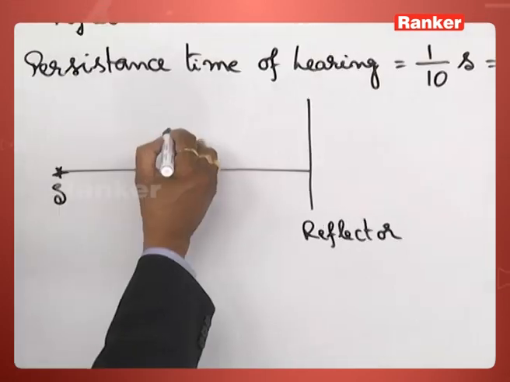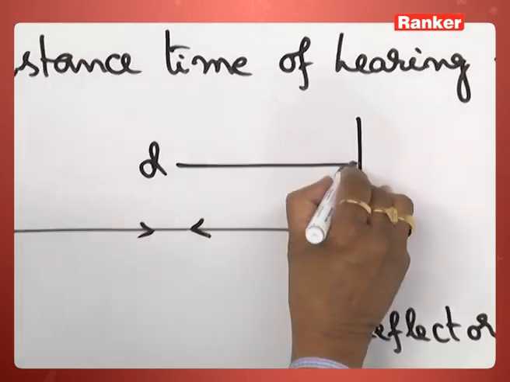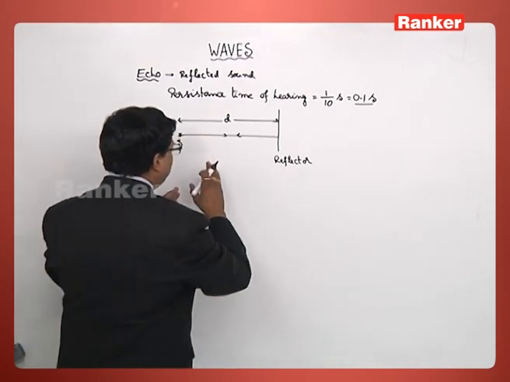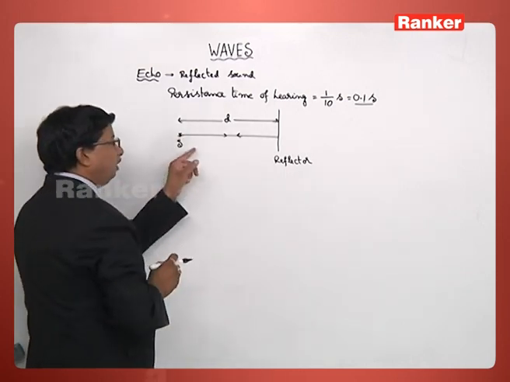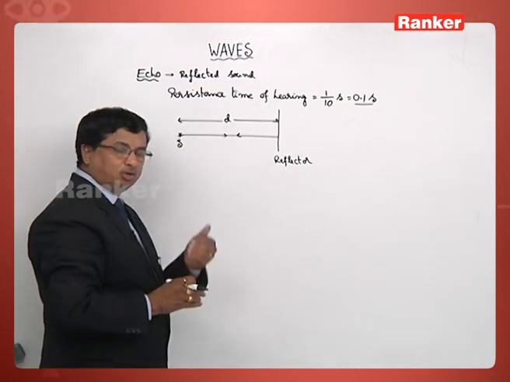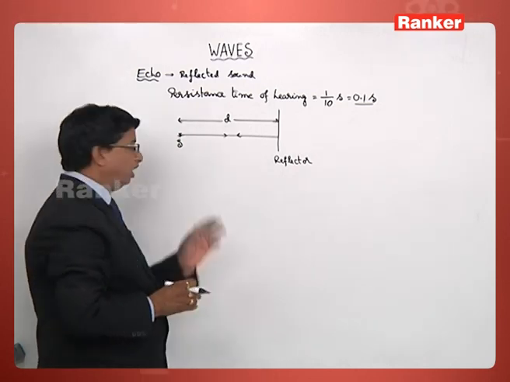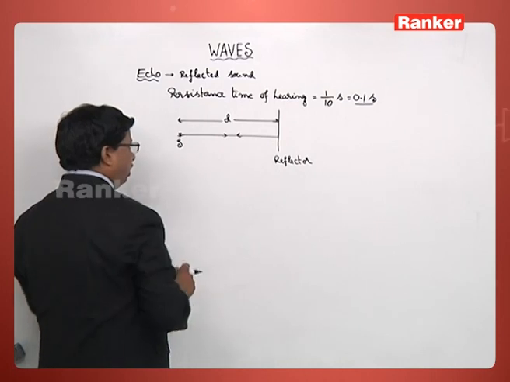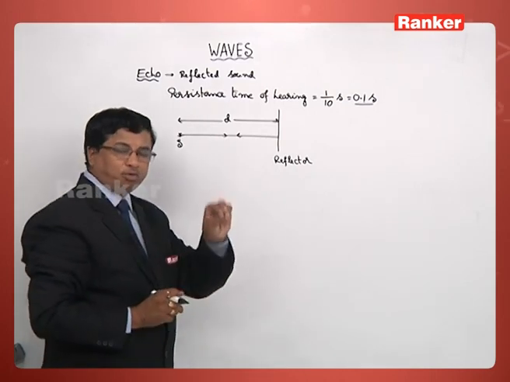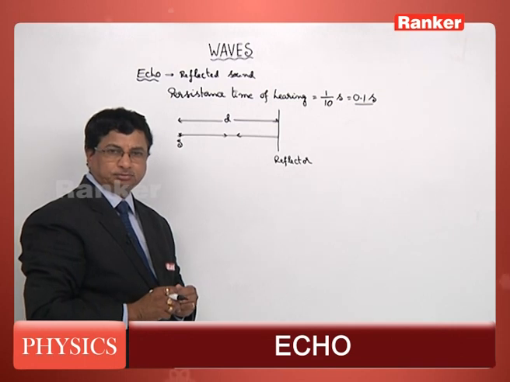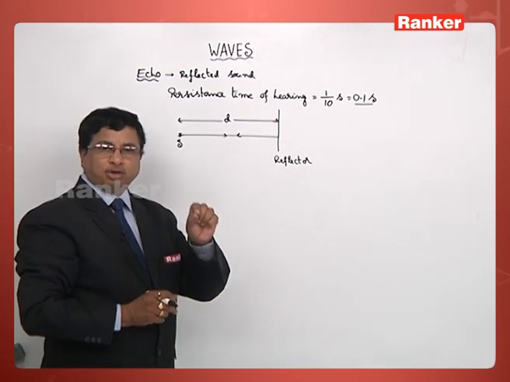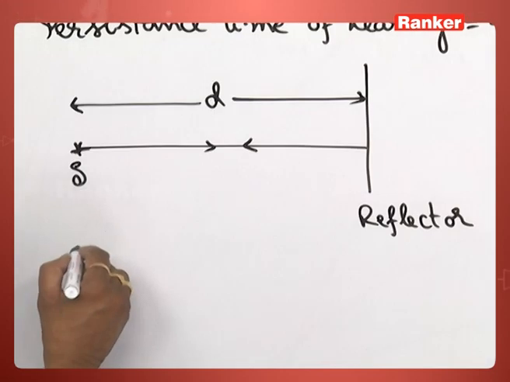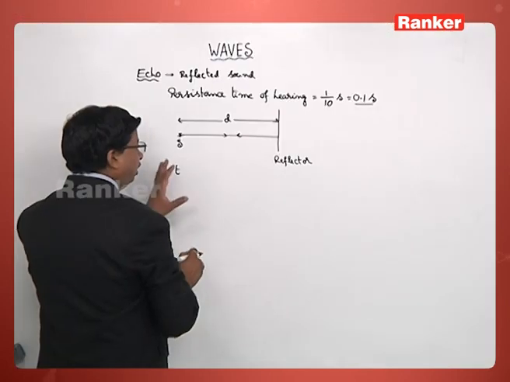Now, consider the distance to this reflector from the source of sound as d. What would be the total distance travelled by sound before it reaches back to the same observer who is clapping, standing at S? You can understand d to go and d to come back, so the total distance that sound travels is 2d. If I consider the speed of sound in air or in that material medium as v, then what would be the time after which we can hear the echo?